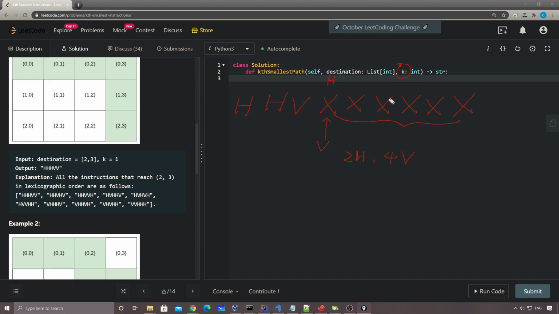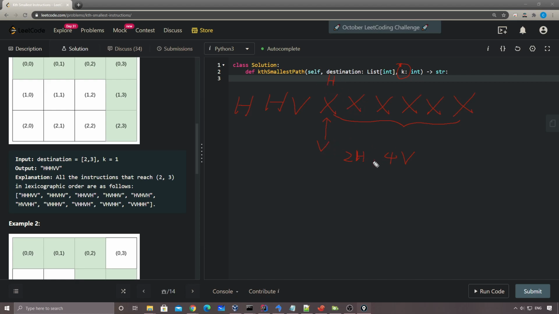So now it's easier to solve this problem because all we need to do is just see if we can afford putting a V here, which means that by skipping all the numbers that start with H, if we can do that, then we'll put a V here. Otherwise, we'll put H.